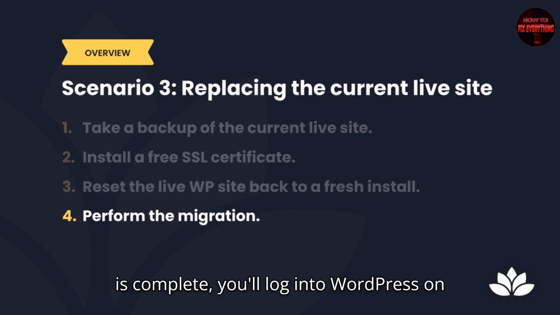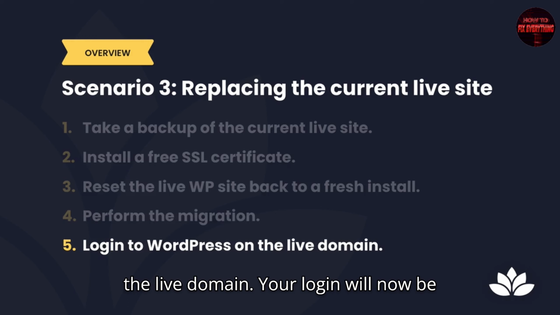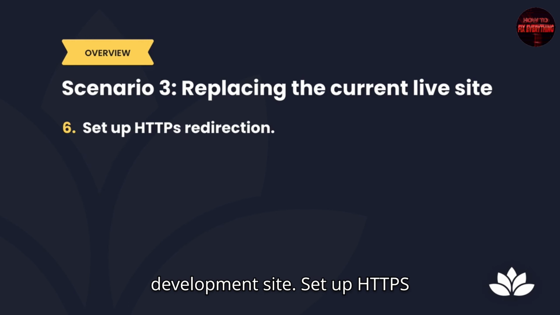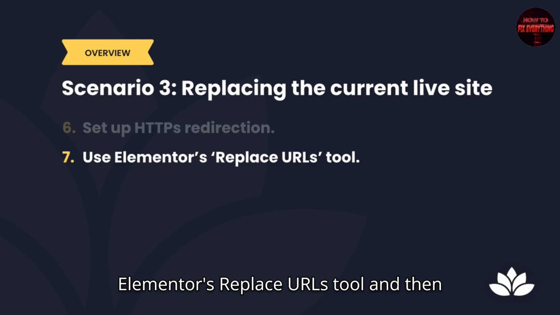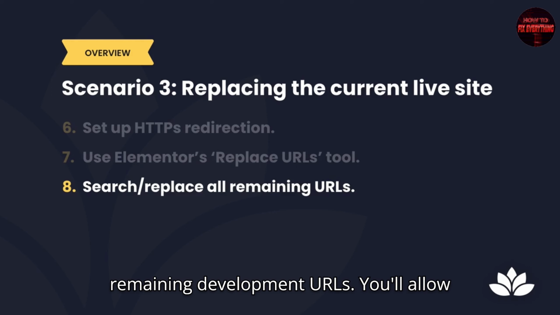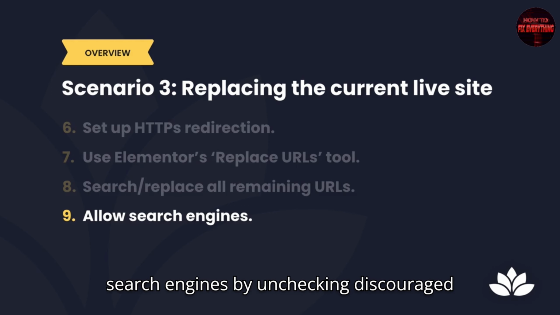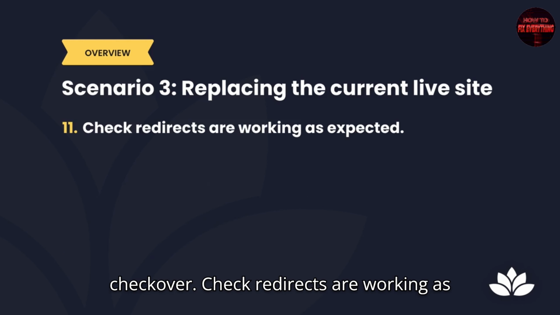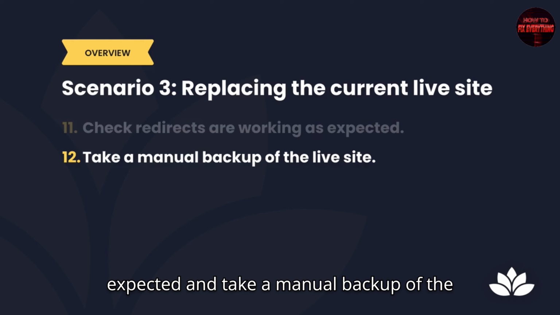Once the migration is complete, you'll log into WordPress on the live domain. Your login will now be the login that you had for the development site. Set up HTTPS redirection to redirect any visits from HTTP to the HTTPS version. Use Elementor's Replace URLs tool and then install and run the Better Search Replace plugin to search and replace all remaining development URLs. You'll allow search engines by unchecking discourage search engines, give the site a visual check over, check redirects are working as expected, and take a manual backup of the live site.